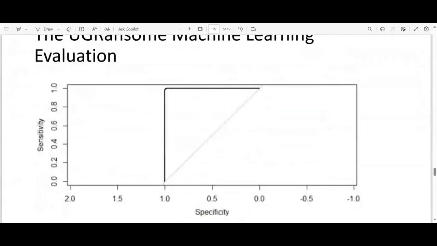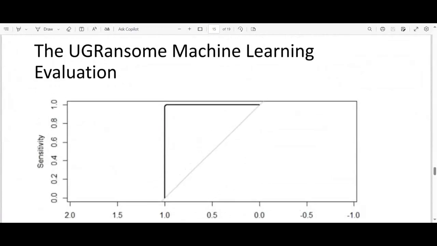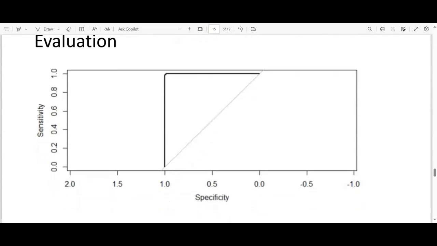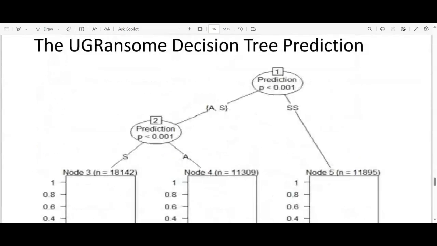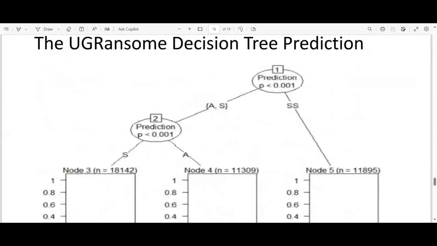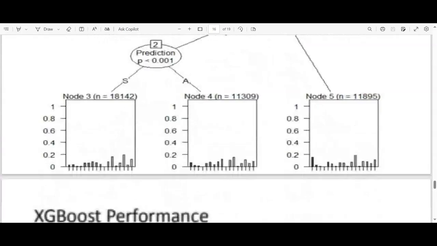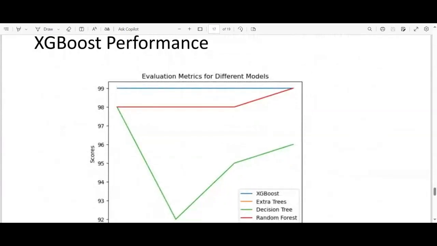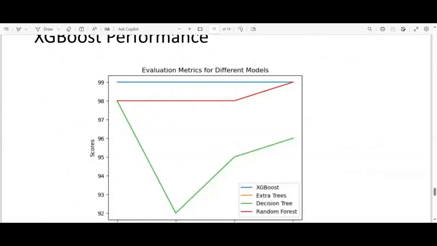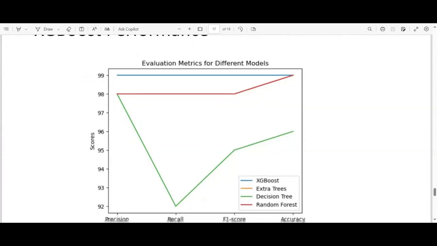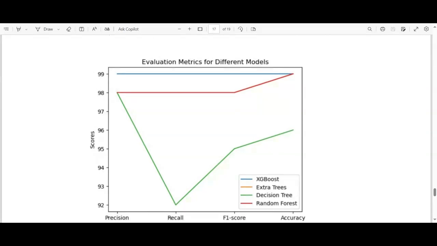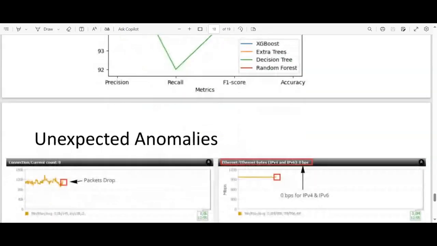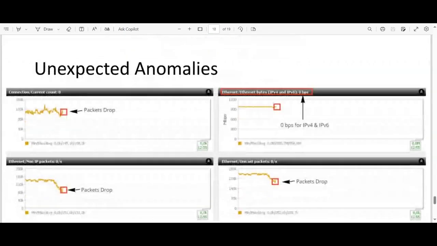So the dataset was evaluated using different machine learning algorithms. This is the sensitivity result showing 100% accuracy. And this is the prediction of the decision tree algorithm predicting different network attacks. This is the result showing the performance of the machine learning algorithms used. We are comparing different machine learning algorithms, the extra tree, decision tree, random forest, and XGBoost. And it can be seen that the ensemble learning XGBoost outperforms the other algorithms in terms of precision, recall, F1 score, and accuracy.